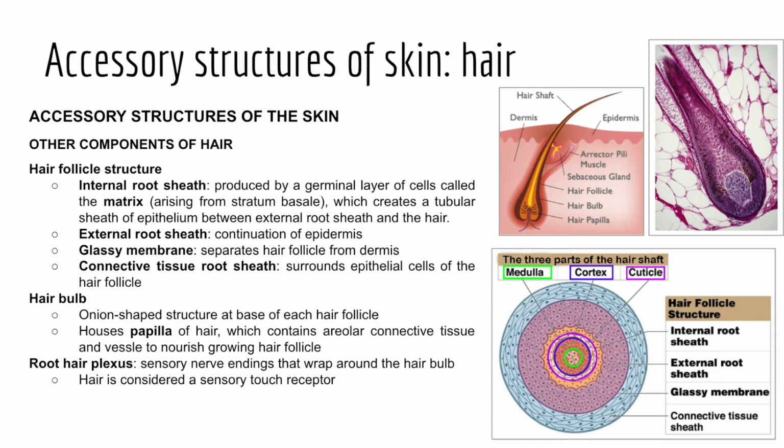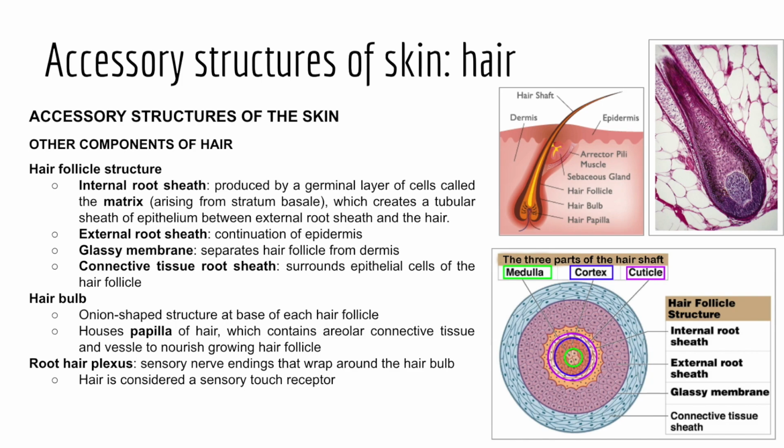In addition to the 3 layers of the hair shaft, we can also look at other structures comprising hair. First, we have the hair follicle. This is found within the skin surrounding the hair shaft and is also made up of 3 concentric parts. Located next to the cuticle, we have the internal root sheath produced by the matrix, which creates a layer of epithelial cells between the hair and then an external root sheath.